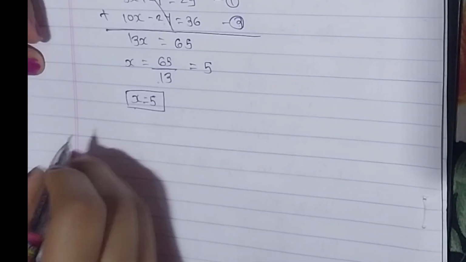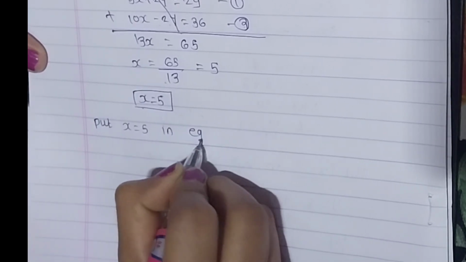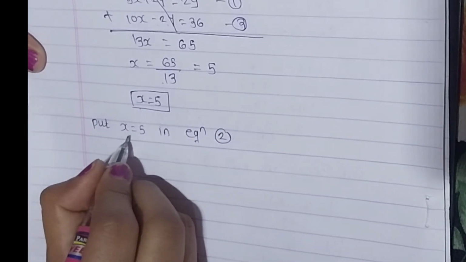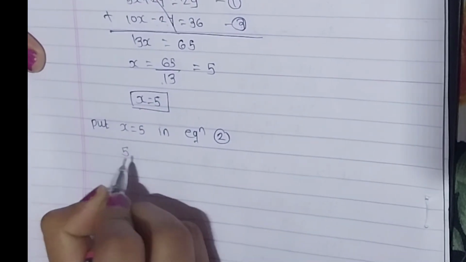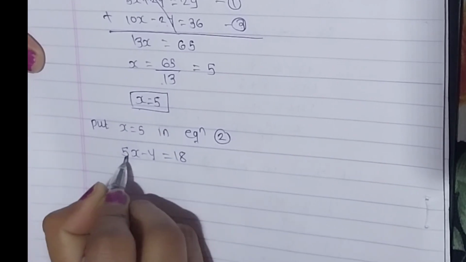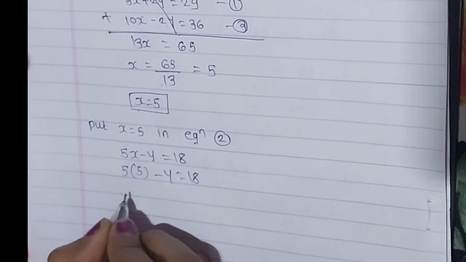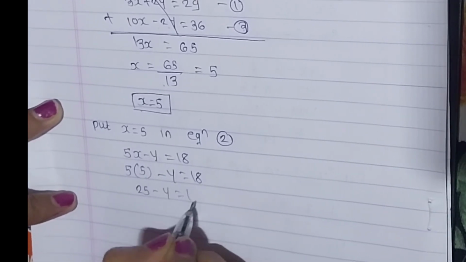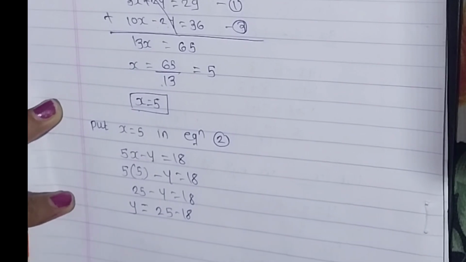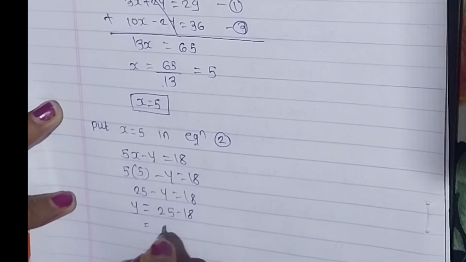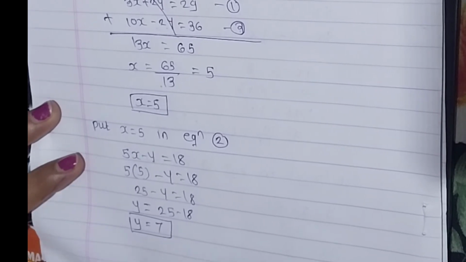Now put this value in equation number 2 to get the value of y. So what is equation 2? 5x minus y equal to 18. So we write here 5x minus y is equal to 18. Now put x is equal to 5. We get 5 into 5 minus y is equal to 18, and by calculation we get y is equal to 7.